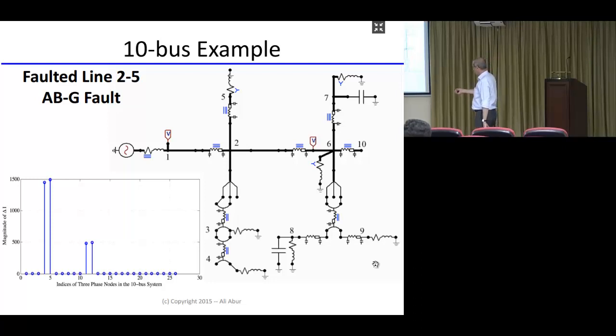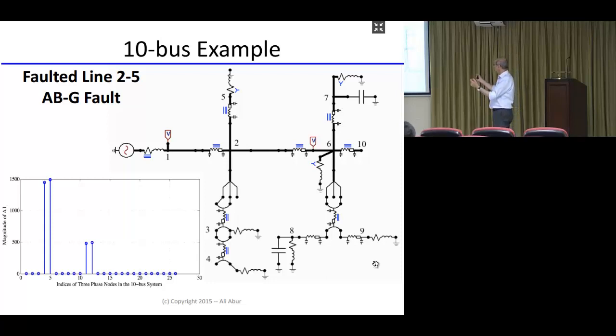You can see that all the injections are zero at all these buses, or nodes, actually. These are three-phase nodes. These represent phase A, B, C, or just A, B, or C, depending on whether it's three-phase, two-phase, or single-phase. So these are the actual node injections. They're all zeros except those four. And those four are the ones corresponding to phases A and B at the two ends of this line 2 to 5.